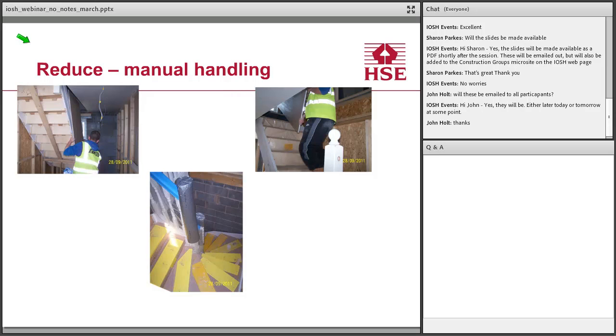Some house builders are actually leaving openings in the external walls, so the plasterboards can be loaded mechanically directly to each floor. But that does have to be very well planned in, and sometimes that's not possible.